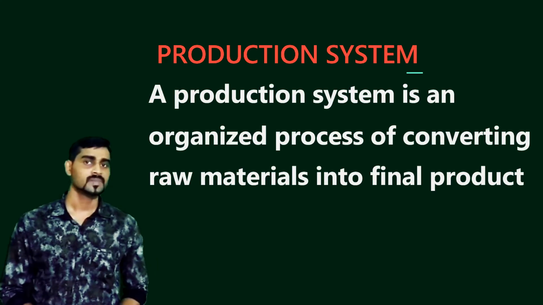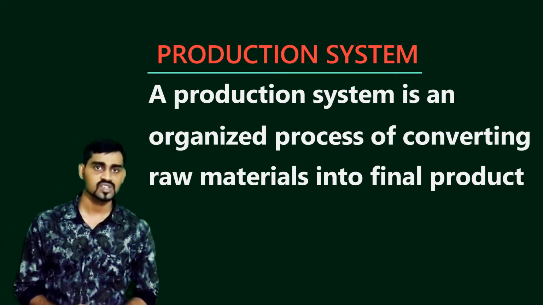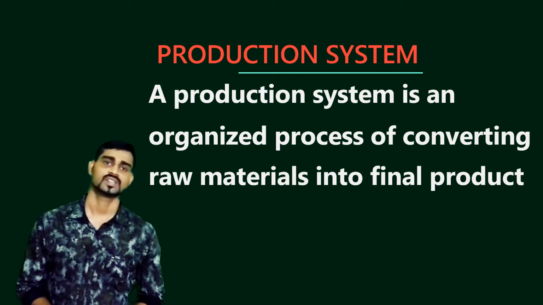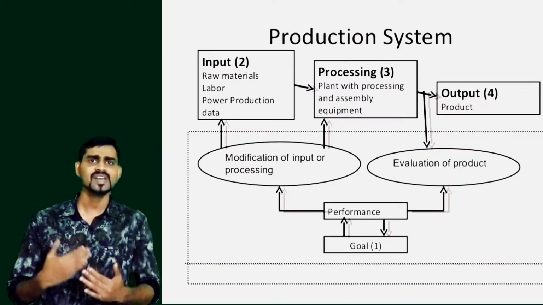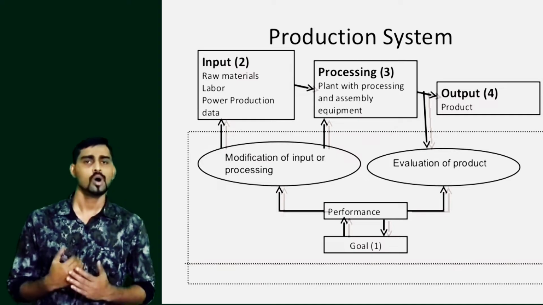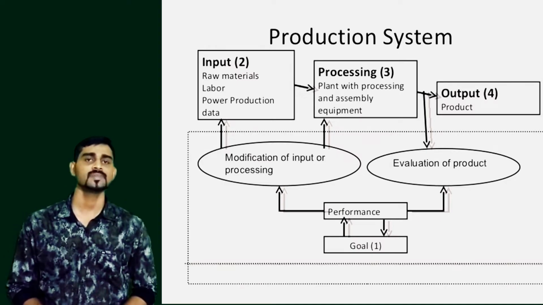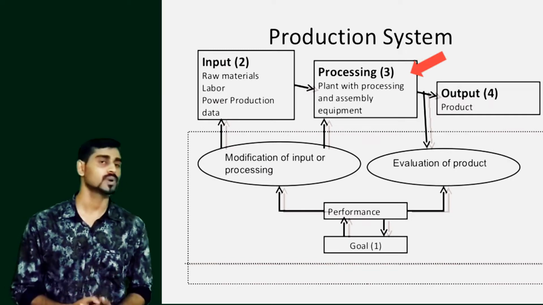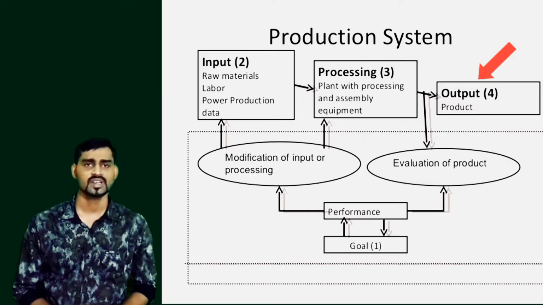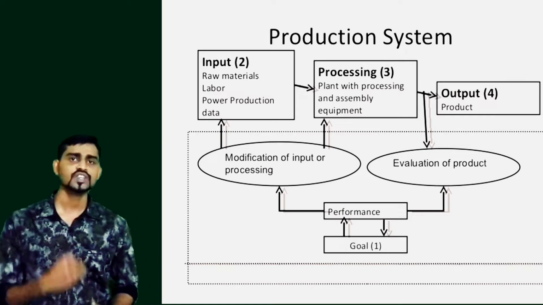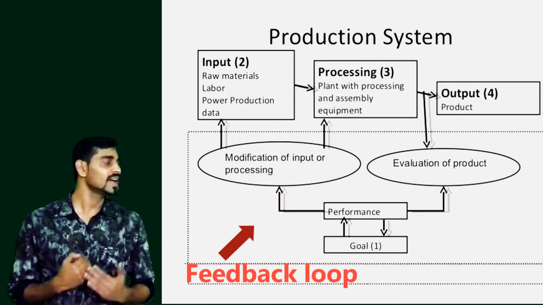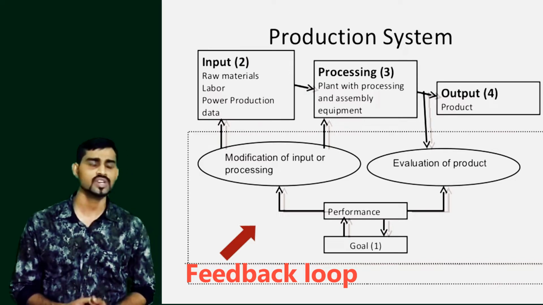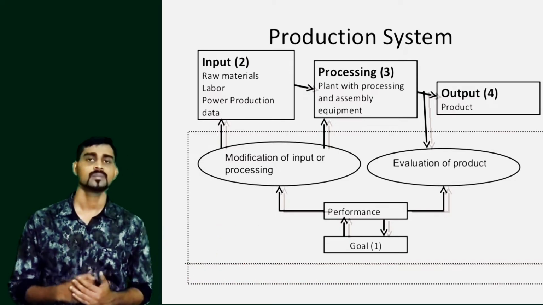A production system is an organized process of converting raw materials into the final product. Here in the diagram you can see a basic layout of a production system. In a production system, an input or the raw material undergoes a conversion process and the final product is obtained. A production system also has a feedback loop. The feedback loop compares the actual production with the desired production output.